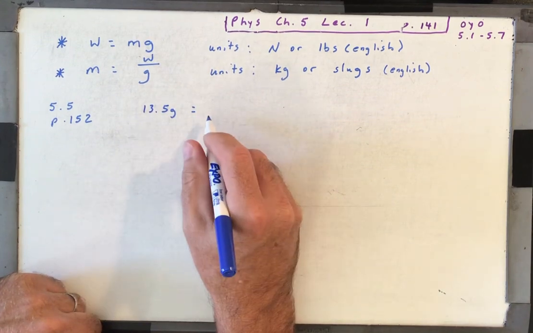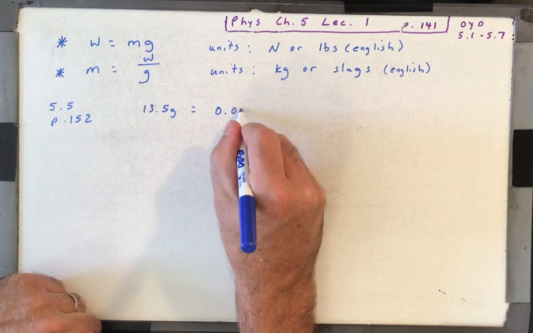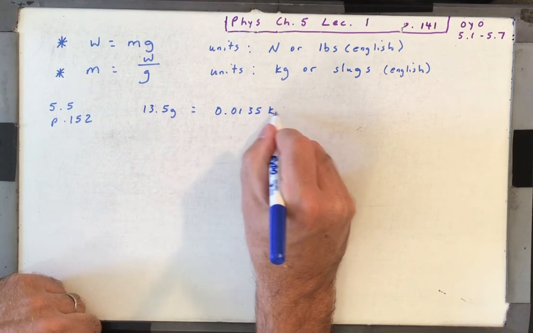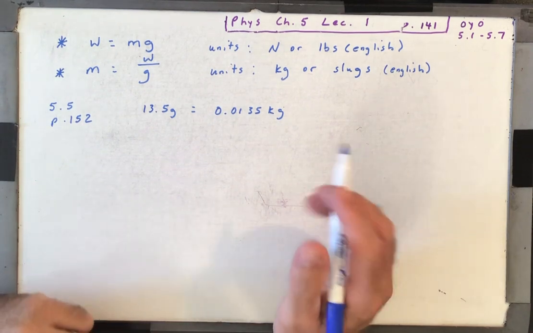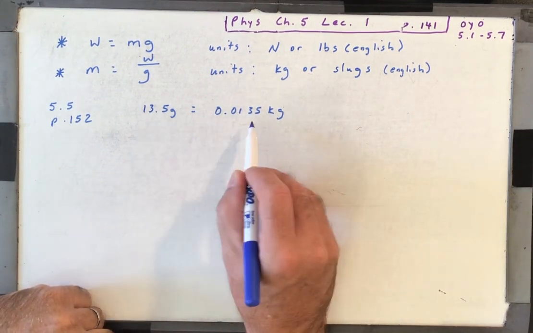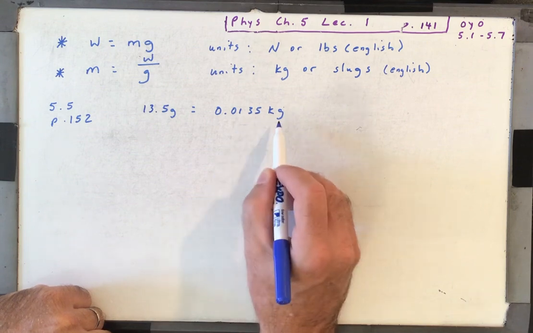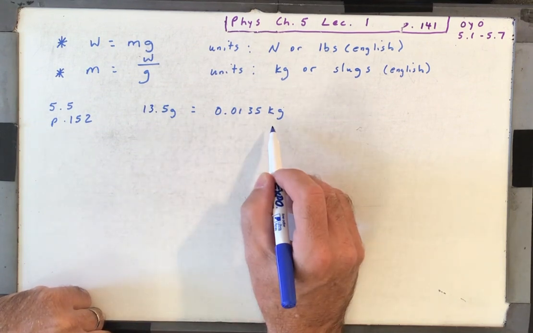You'd need to divide that by 1,000, so that's 0.0135 kilograms. I kind of want you to get to where these simple conversions, you're not having to do the factor label method. So divide by 1,000, that's how many kilograms, 1,000 grams in a kilogram.